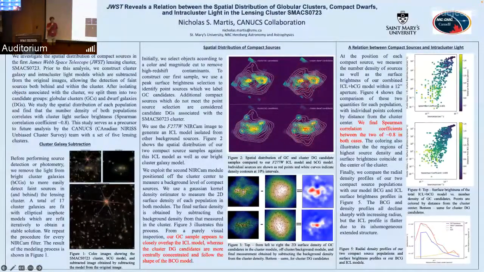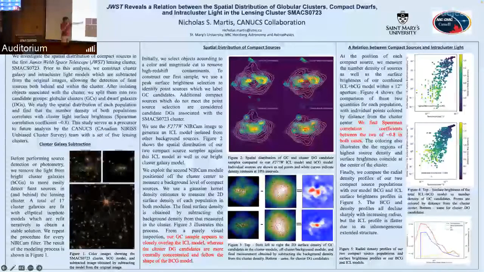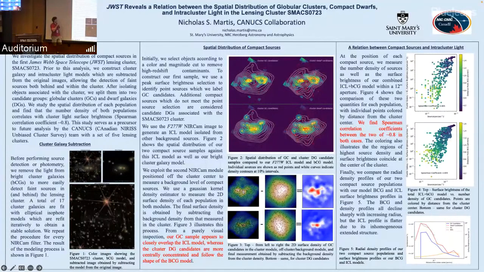Hi, my name is Nick Martis. I'm a postdoc at Hertzberg Astronomy and Astrophysics, working in the Canucks collaboration. My poster is looking at the spatial distribution of compact sources in the SMACS 0723 galaxy cluster. First, I created a model of the bright cluster galaxies and subtracted their light out from the image. After that, we do source detection to identify 2 classes of compact objects. Point sources we consider to be globular cluster candidates, and resolved sources we consider to be candidates for cluster dwarf galaxies.